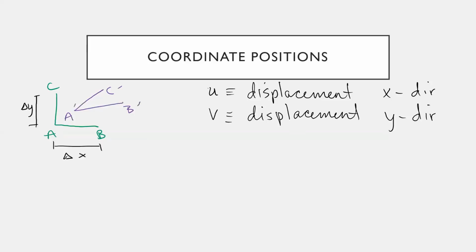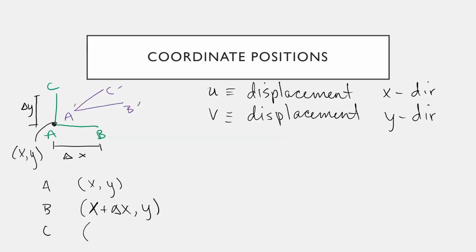All right, so let's go ahead and get the coordinate positions written down. We'll start with our initial configuration. We have A, B, C. And A, we'll define as existing at x comma y. So I've defined that. And because the distance between A and B is delta x, the coordinate location at B has to be x plus delta x comma y. Similarly, what is the coordinate position of C?